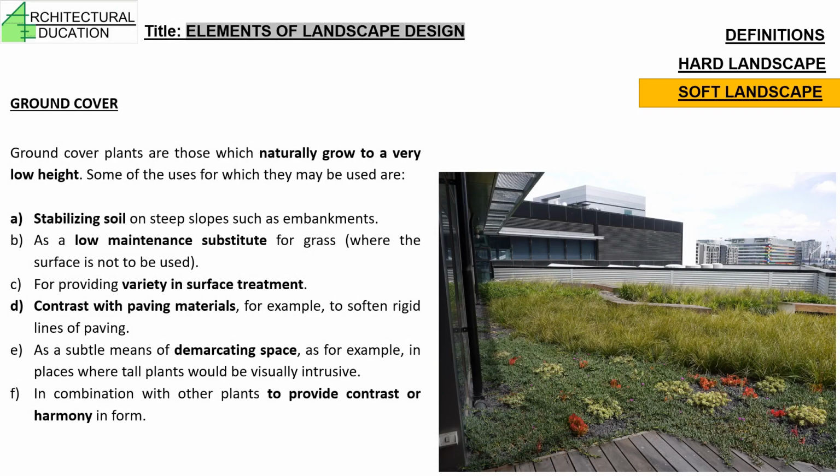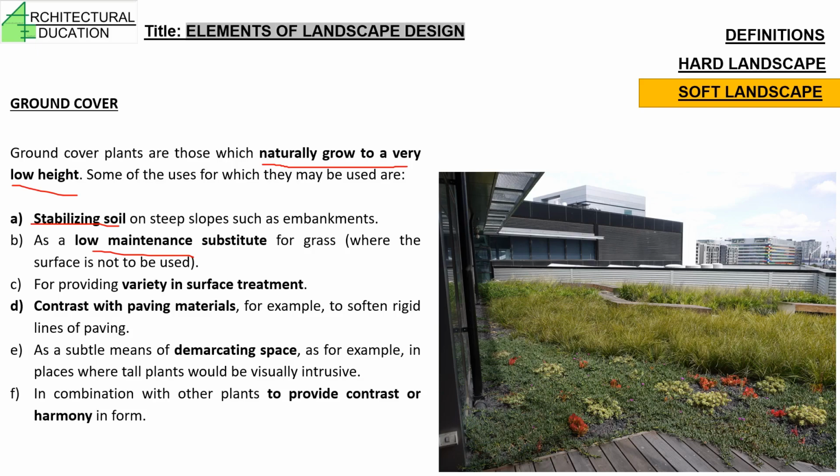Next one is ground covers. Ground covers are plants which naturally grow to a very low height. They help in soil stabilization. Whenever there is a landslide or surface runoff is maximum, stabilizing soil is one of the best things. As a low maintenance substitute, they grow on their own and die on their own. So it takes very little maintenance while providing a variety of surface treatment. So you can actually play with this also.